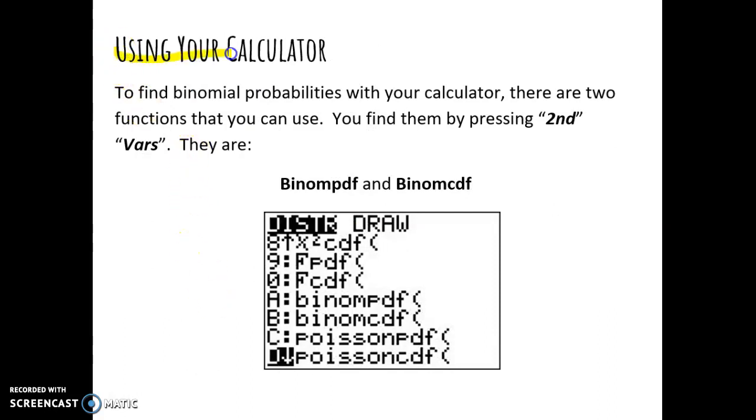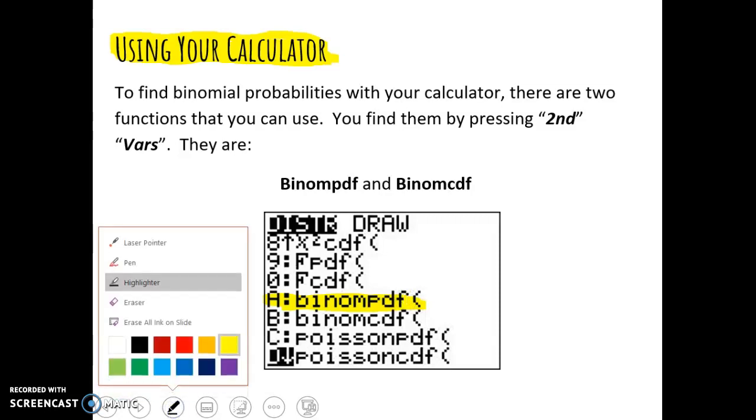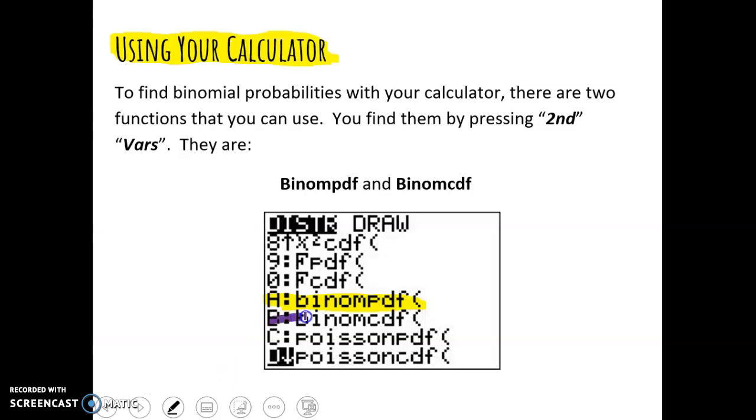Our preferred version is going to be using the calculator. Alright, so to find binomial probabilities with your calculator, there's 2 functions that we use. One is called binom PDF, and the other is called binom CDF. Binom PDF and binom CDF.